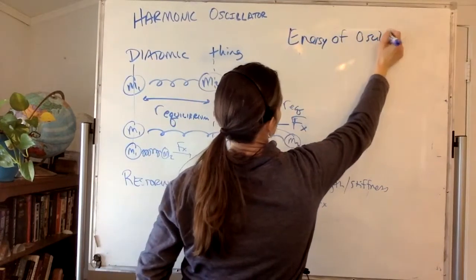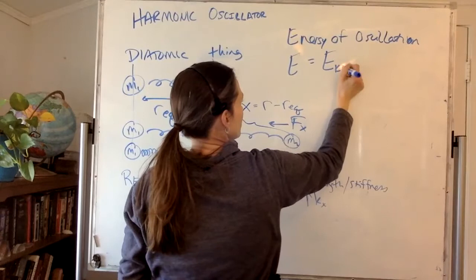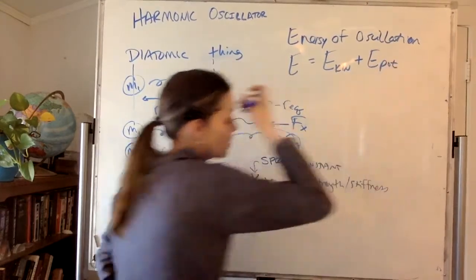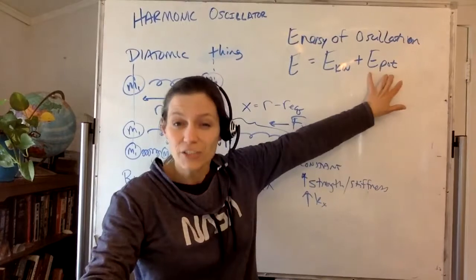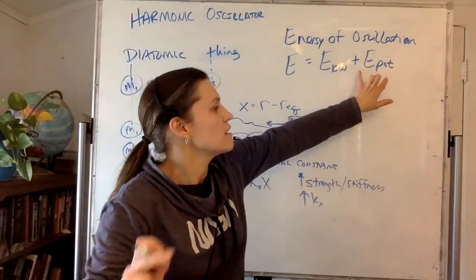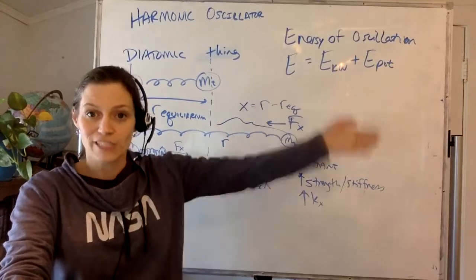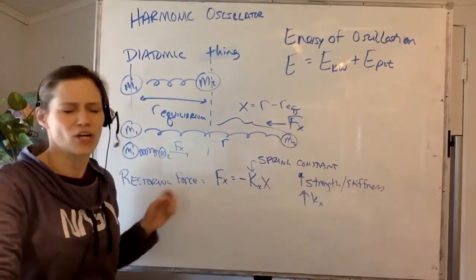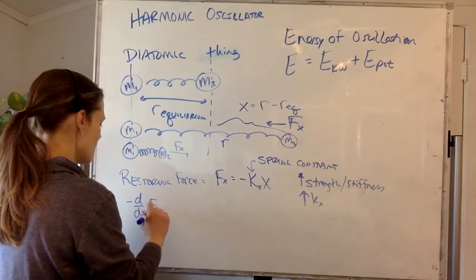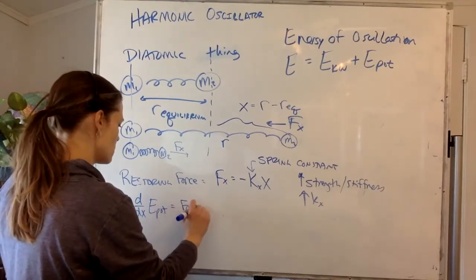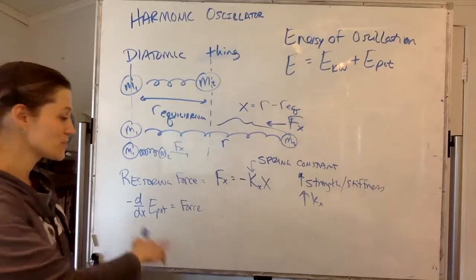of the oscillation. Sorry, my handwriting's sucking today. So energy equals kinetic energy plus potential energy. Kinetic energy we'll get to in a second, but the potential energy is determined by finding the negative derivative of the potential, which is the restoring force. So minus d/dx of the potential energy is equal to the force. Cool? Which means if we want to determine the potential energy, we need to take the negative integral.